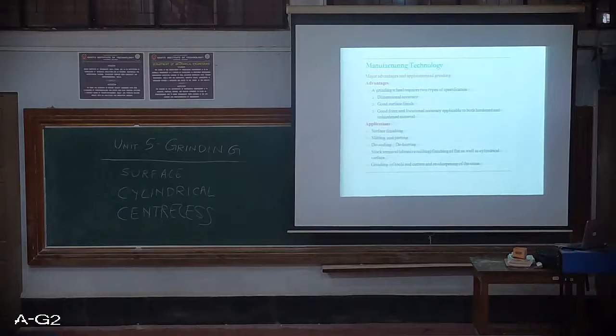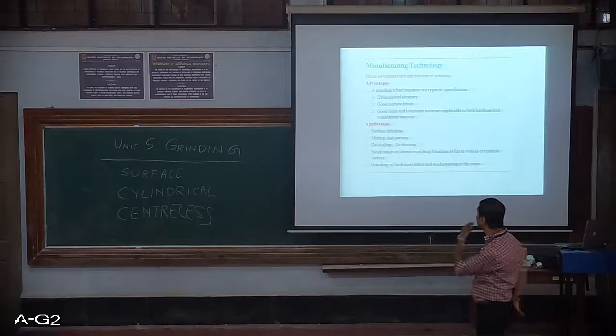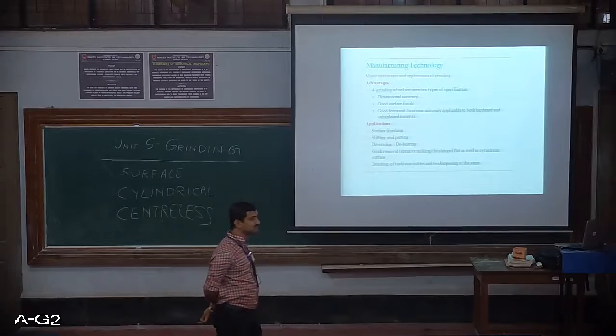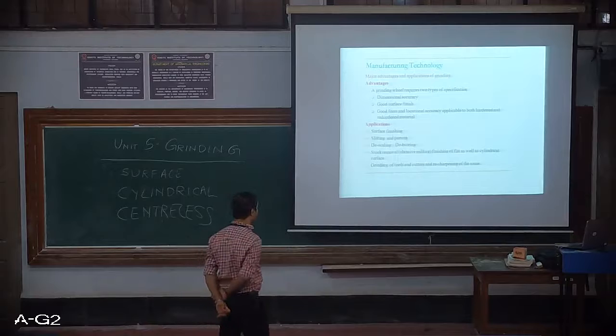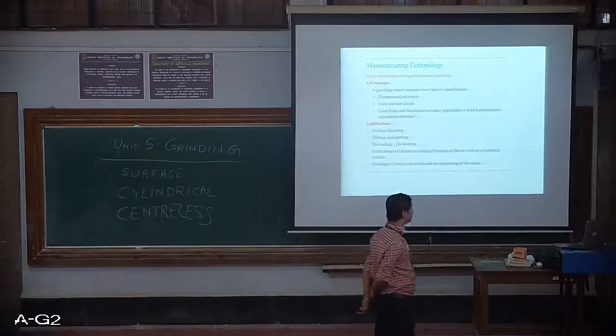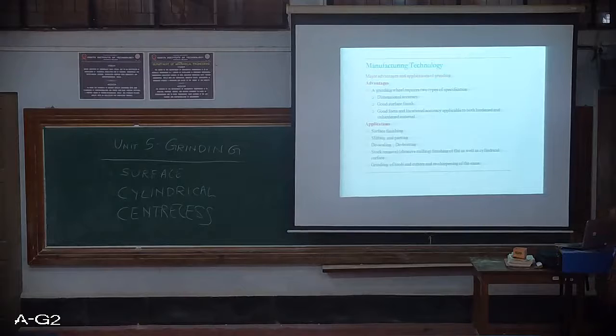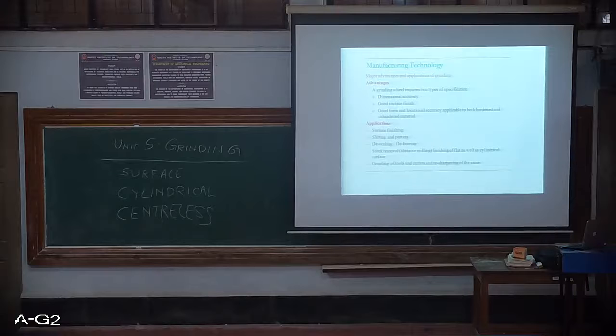The last one, major advantages and applications of grinding. So what are the major advantages? A grinding wheel provides two types of specification, that is dimensional accuracy and surface finish, and both are applicable for hardened and unhardened material. So it basically provides good surface finish. What are the applications? Surface grinding, slitting and parting, descaling, deburring.